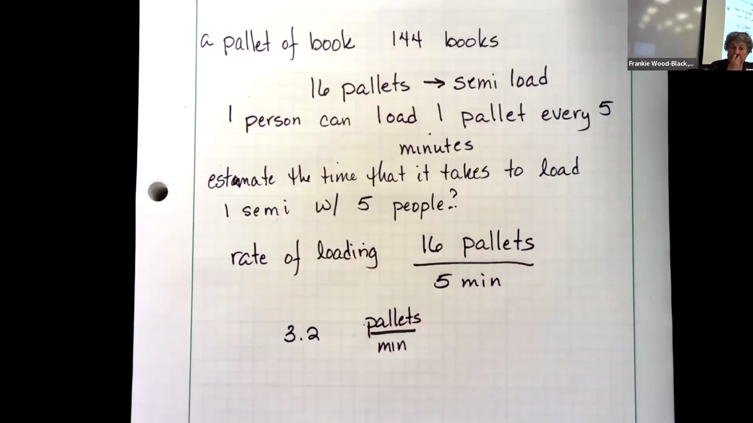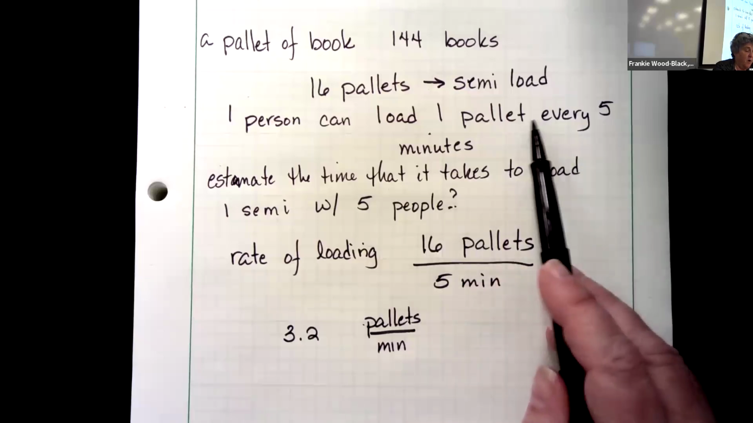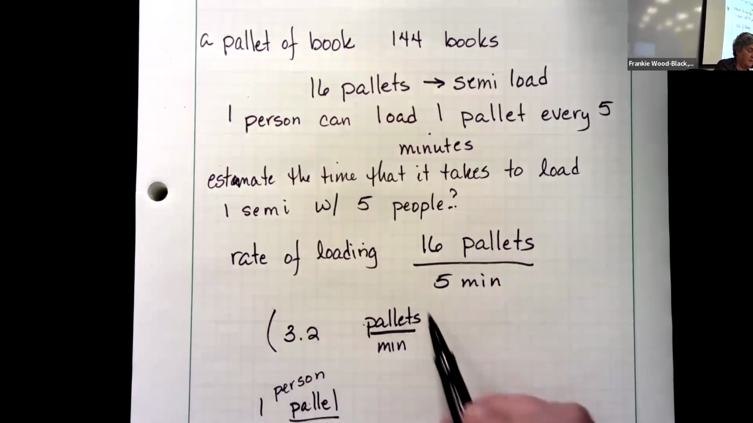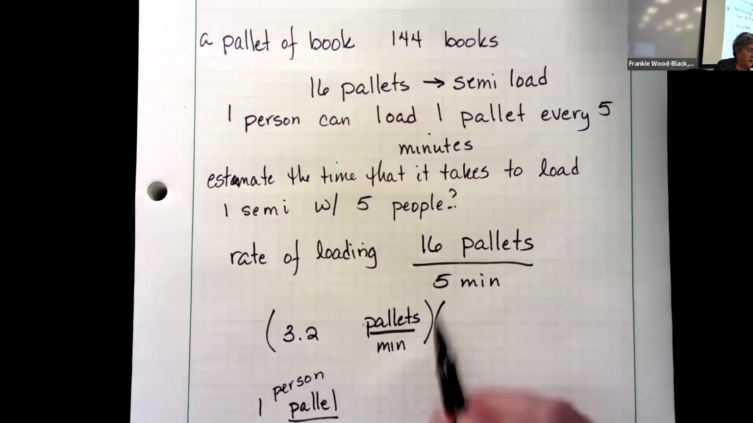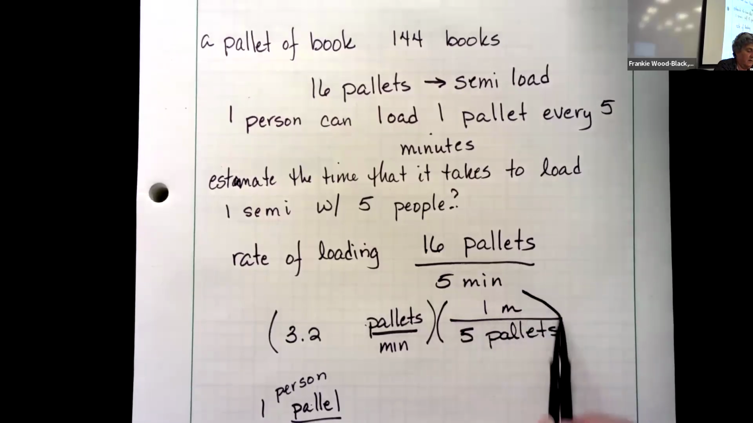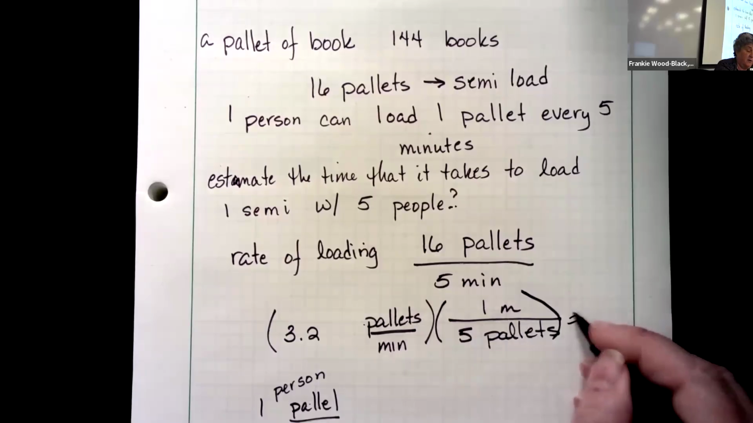But I've got 5 people. That's one person is a pallet for every 5 minutes. So basically, if I were to do this, I've got 3.2 pallets per minute as the rate that we're loading the truck, and one person can do 5 pallets for 1 minute. And this gives me the number of people.